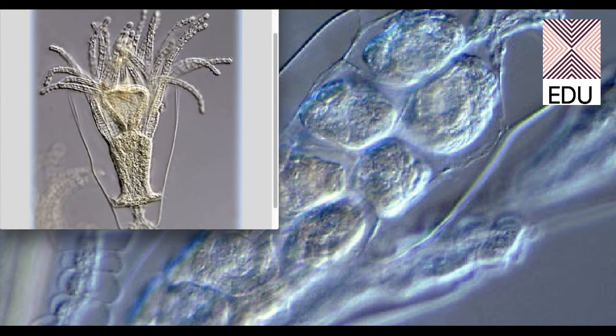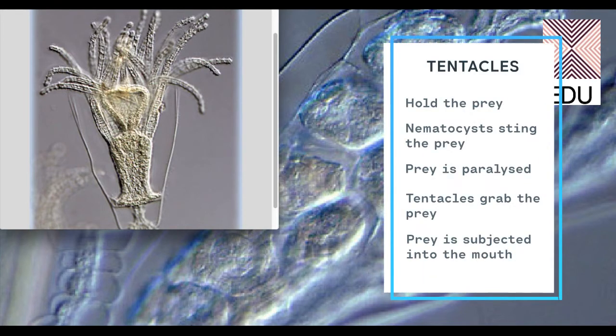Here in this diagram you can see a number of tentacles, and these tentacles have stinging cells. What is the function of the stinging cells? They hold the prey, sting it, and paralyze it. After the paralysis of the prey, the tentacles hold the food and put it into the mouth, which is present in the very center of this polyp.